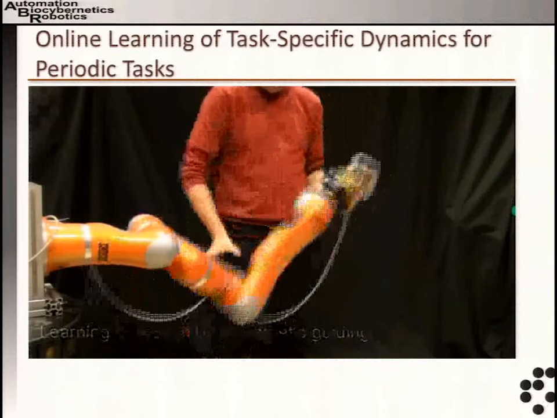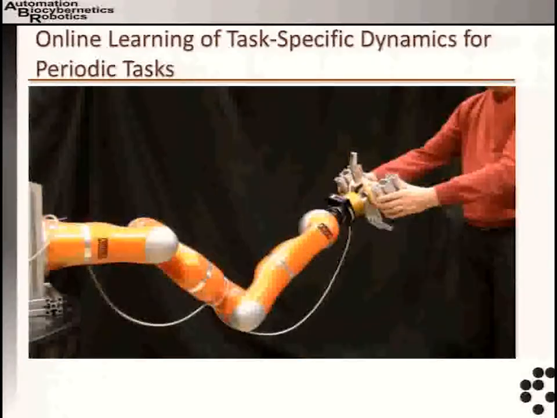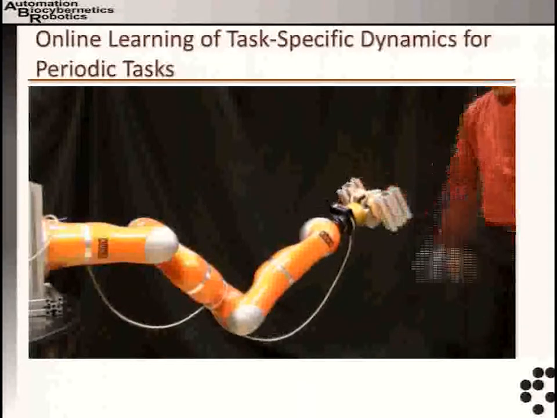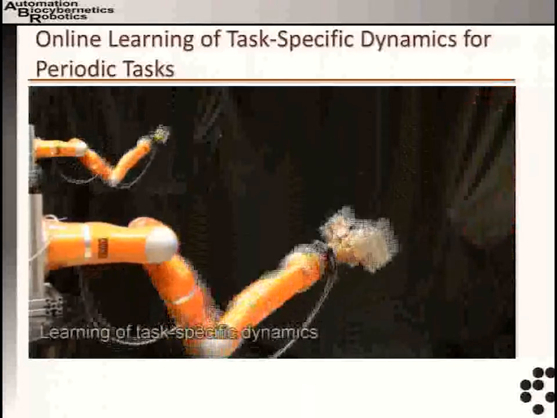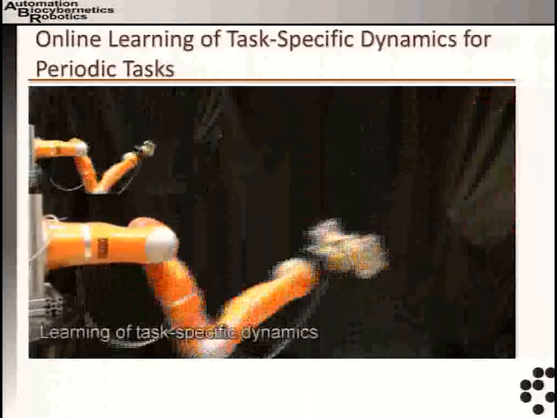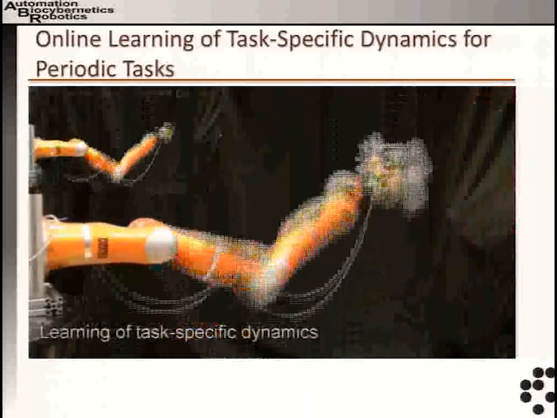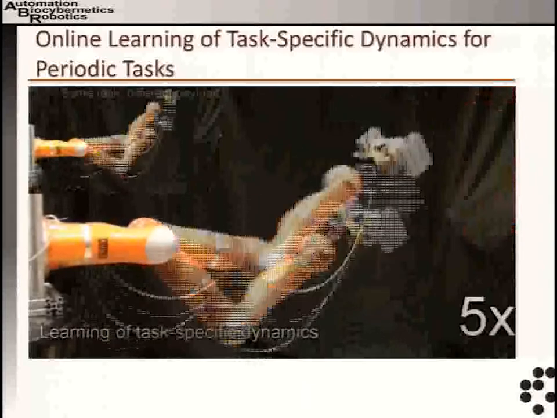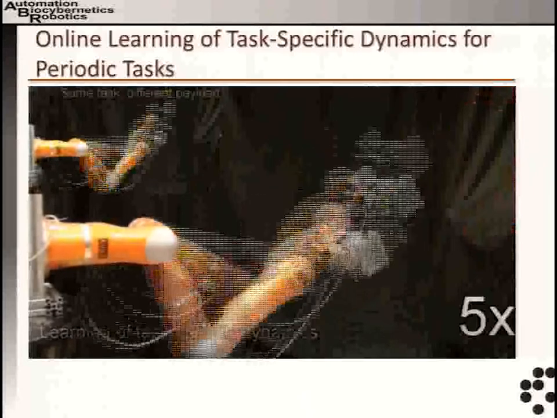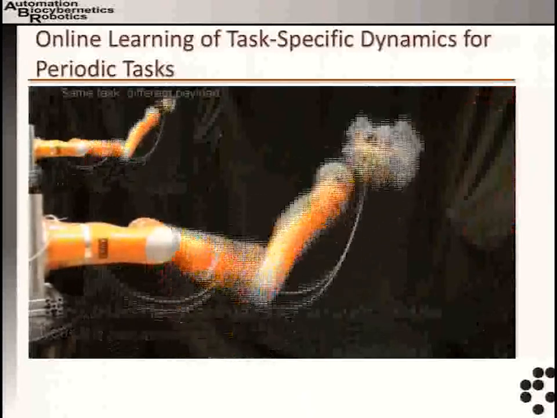So basically, the main motivation for our work was how to accurately track the desired trajectories while also ensuring the compliant behavior of the robot itself. So of course, in order to achieve both of these two properties, dynamic models of the task are required.